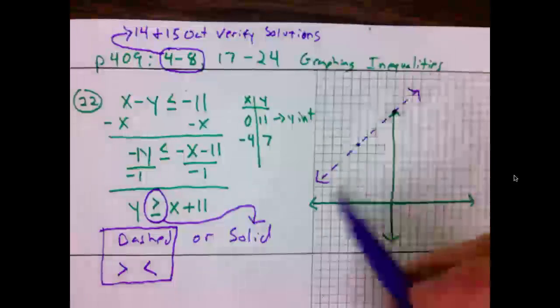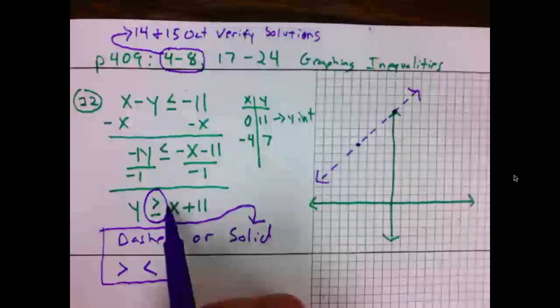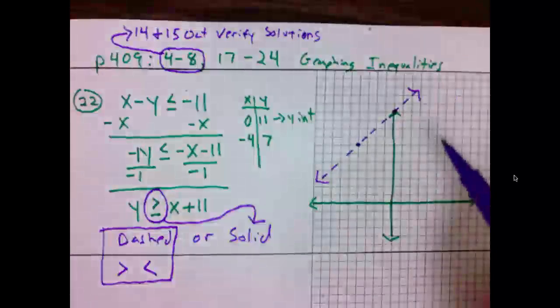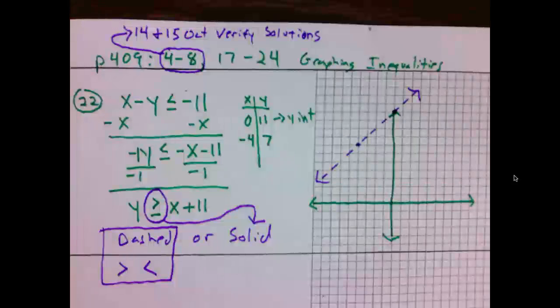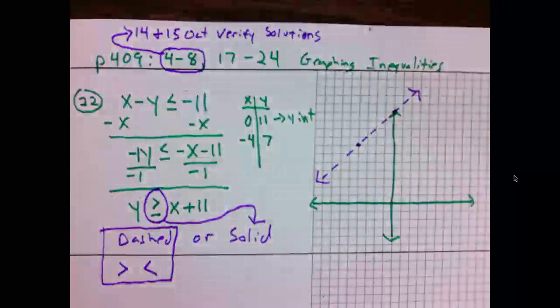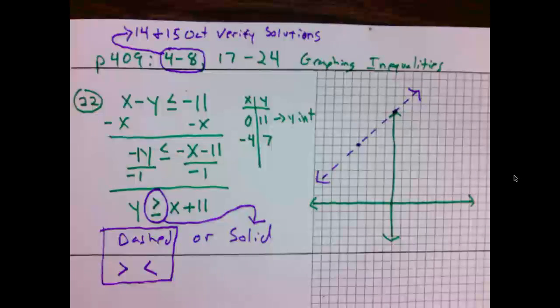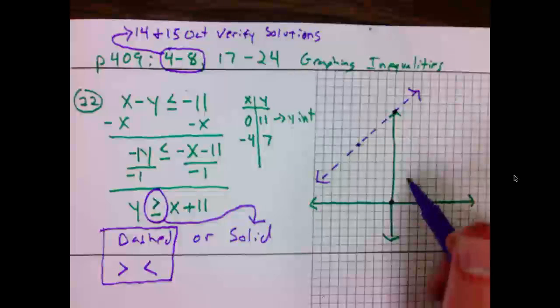I note that the line has a positive slope, and I knew that because the coefficient of x in this case is a positive 1. It has a y-intercept of 11. Well, lastly, we must decide which way to shade. Should we shade below or should we shade above? We have multiple ways to deduce this. One way is to simply test a potential solution. The one I'm going to try is 0, 0.